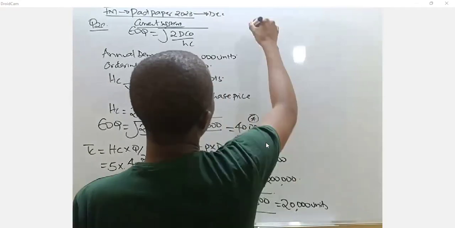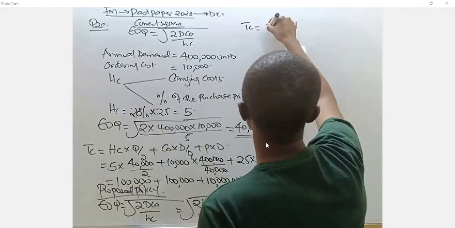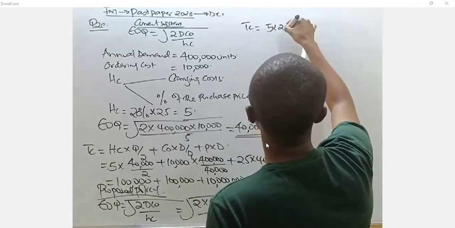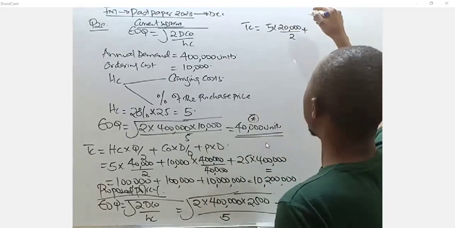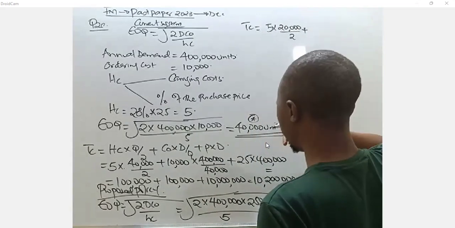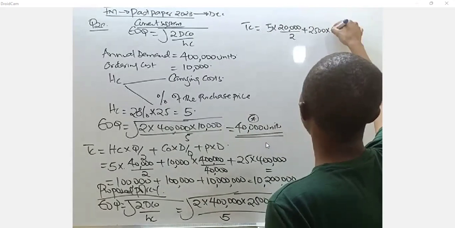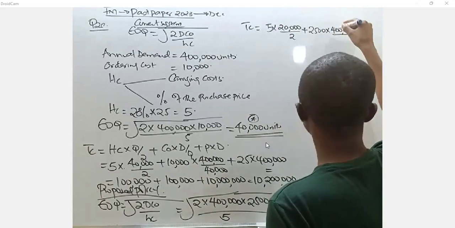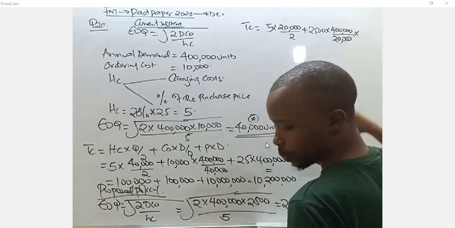So let us calculate the total cost in this case. The holding cost is 5. We multiply by the quantity, 20,000 divided by 2, plus the ordering cost, right? 2,500 times annual demand of 400,000. You divide it by 20,000. You multiply it with the purchase price.